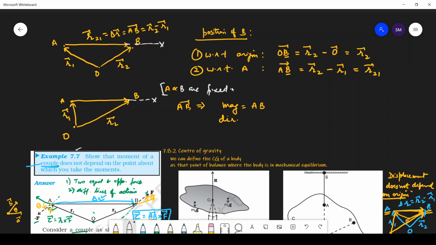Okay. So magnitude of AB, yes, direction along the x-axis. So this vector is not changed. This vector AB doesn't matter where you are taking the origin, doesn't matter. Is this clear?